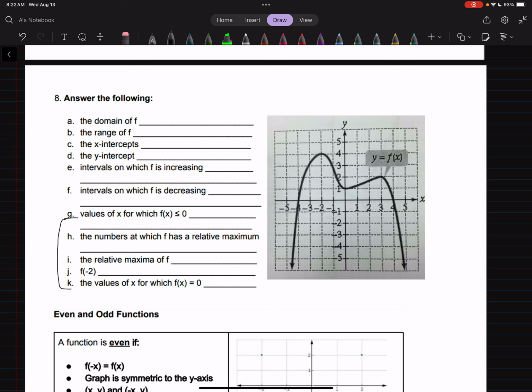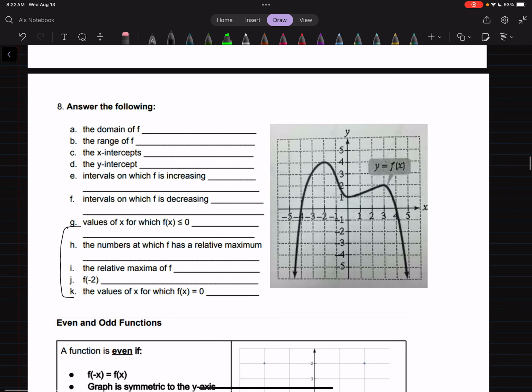Values of x for which f of x is less than or equal to 0. So where is this below the x-axis? Well, I'm going to start my graph at -infinity. I'm going to be going up to -4 on my x-axis. Then I'm going to cross the x-axis, but I don't care about that point. I'm just looking to where it's below, so these two positions. That's one of my points, and I'm going to union that with 4 to infinity.